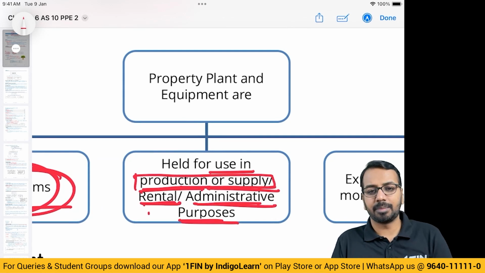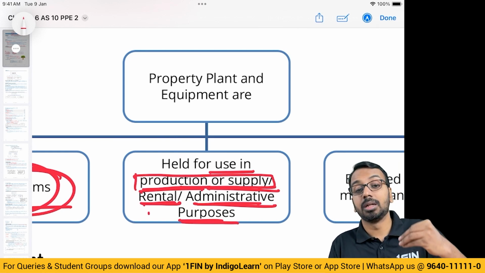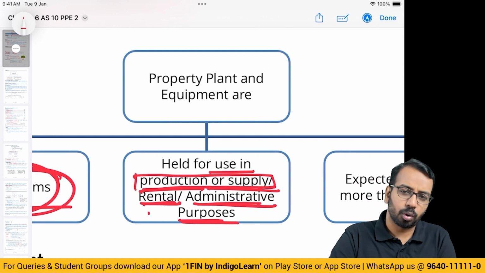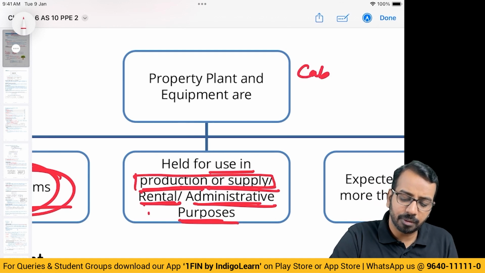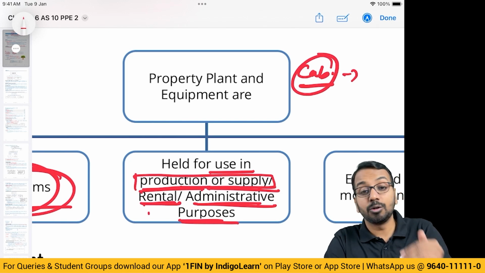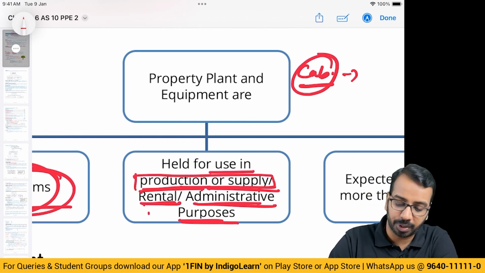Now this rental here basically means, if you are using it for, let us say, cars, you are a taxi company, you give cars on rent. Something like Ola Uber is not the case, but let us say you are a cab company, you give these cabs on rent. These cabs are used for supply of services, so that also becomes your property, plant and equipment.